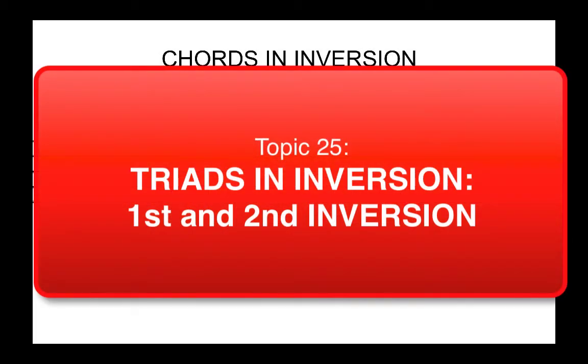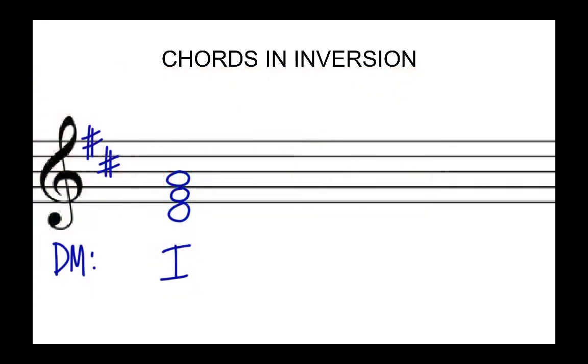In this video we're going to discuss chords in inversion. Inversion simply means that a note other than the root of the chord is the lowest sounding chord tone. Right now I have set up a staff with 2 sharps, key of D major, and pictured here is the tonic chord in root position. Root position because the root is the lowest sounding note.